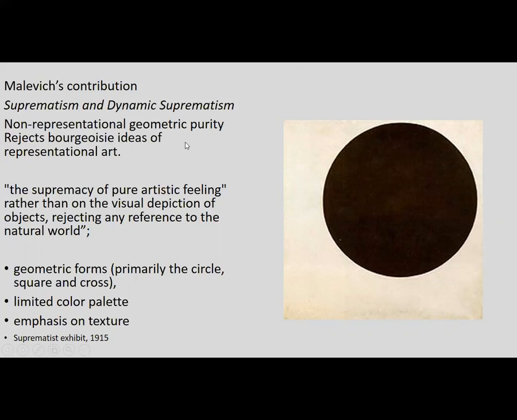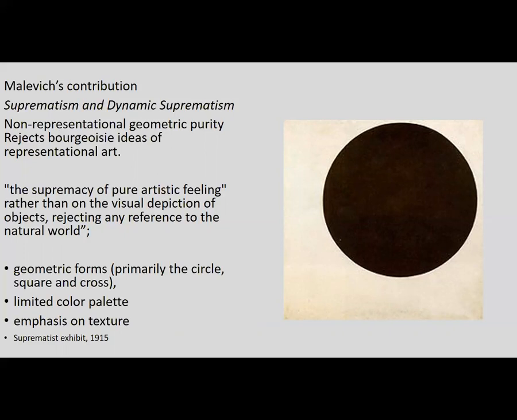So suprematism, both of these, they're non-representational, geometric purity. They reject the bourgeois ideas of representational art. So they don't want to represent anything. They want their art to deal with the supremacy of pure artistic feeling rather than the visual depiction of objects, and they reject any reference to the natural world.